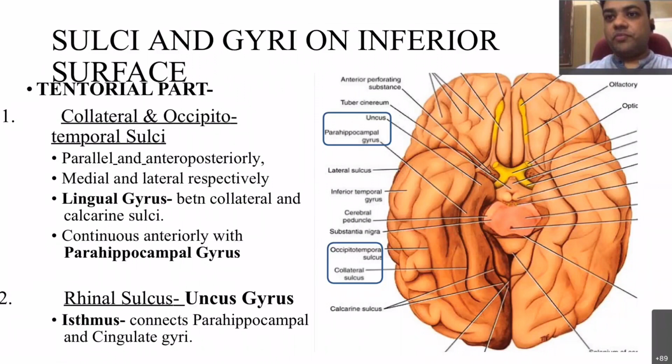So guys, this was all about the sulci and gyra present on the inferior surface, that is the orbital part and tentorial part. Why tentorial part? Because it is overlying the tentorium cerebelli, the dura mater fold that lies above the cerebellum and below this part of the cerebral hemisphere, known as the tentorial part.